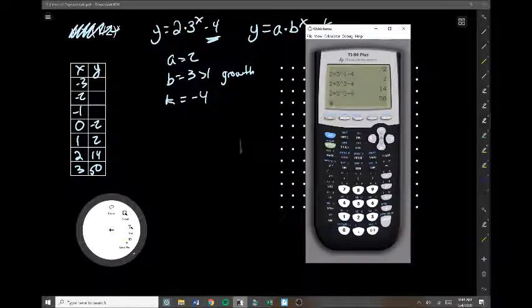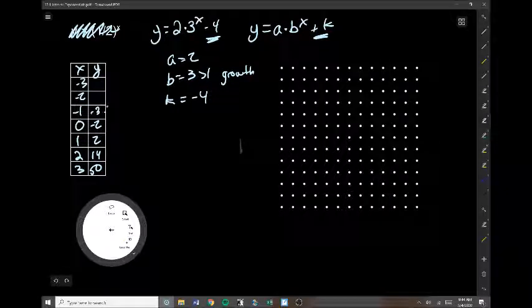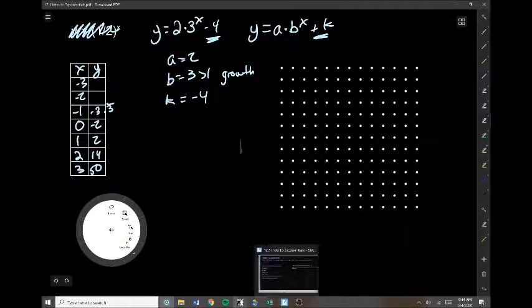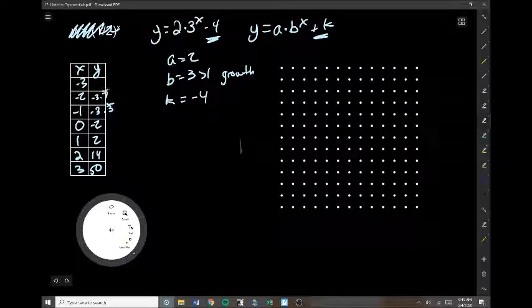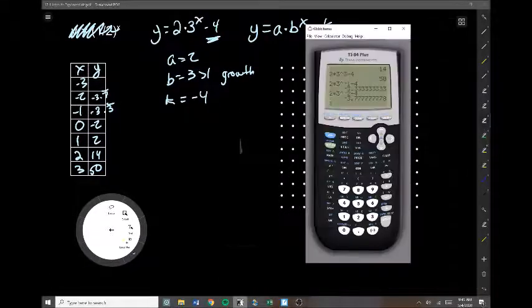Let me do the negatives. 2 times 3 to the -1 minus 4 is -3.3. 2 times 3 to the -2 minus 4 is -3.7. And this next one's going to be -3 point something very small. 2 times 3 to the -3 minus 4 is -3.925.